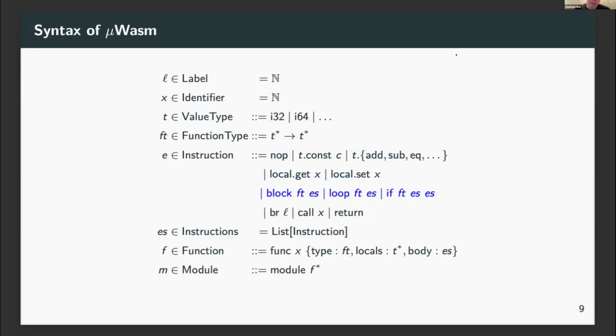And next, we have a set of structured control flow instructions, namely the block instruction, loop, and conditionals. And lastly, we have several control flow transfer instructions to take a branch or a jump, to take a function call, or return from a function call. And the function body: a function has identifier x, its function type, the type of local variables, as well as the body, which is just a list of instructions.